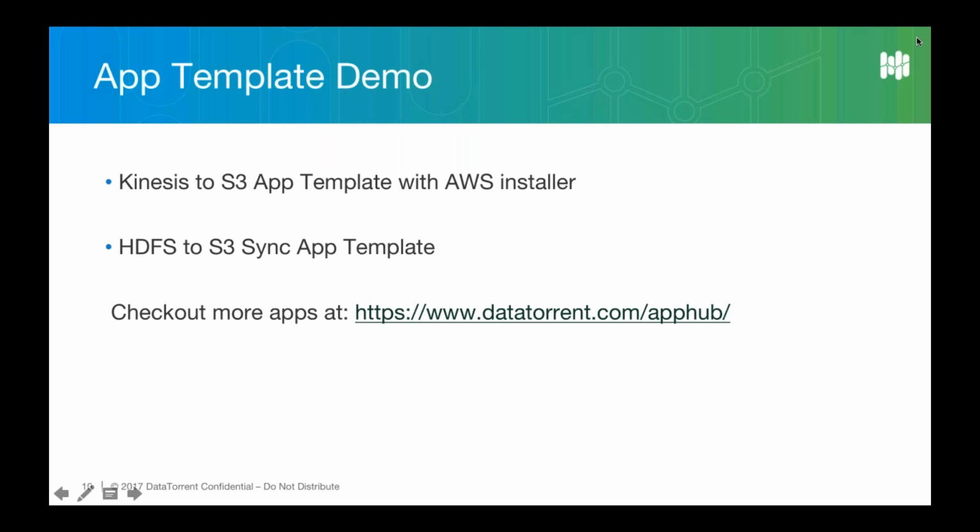Right. So with that, I would like to hand it over to Sanjay to do a demo on two templates. Kinesis to S3, which he will do with the AWS installer. So you will see that it gets installed on AWS with the EMR deployed and so on, without the user having to manually install and configure. Another one is moving data from HDFS to S3. So both of them we'll do. And meanwhile, if you have any questions, feel free to ask them.